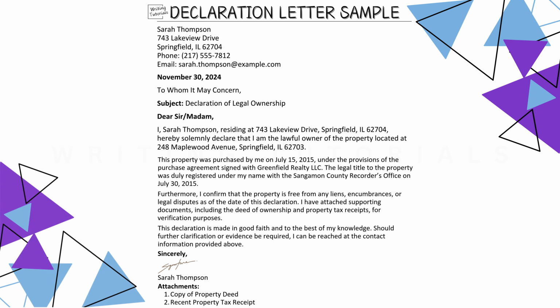Add detailed facts and dates to support your declaration. Address any concerns or potential questions about the declaration. Attach supporting documents and mention them in the letter. End with a polite closing statement, followed by your signature and a list of attachments. And that's how you write a declaration letter. These letters may seem intimidating at first, but if you follow this simple structure, you'll be able to write one with confidence.